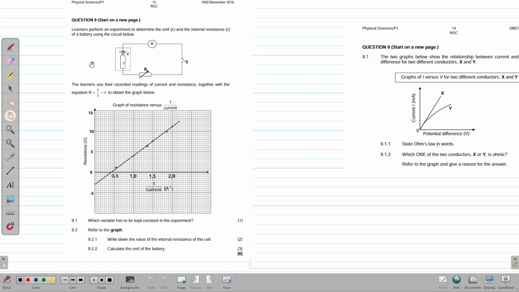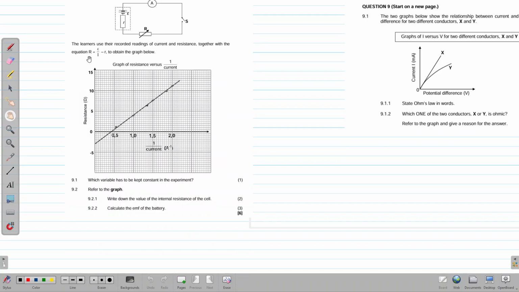So you have learners performing an experiment to determine the EMF and the internal resistance. And then you have this circuit diagram here with the variable resistor R, and then there's a switch S, and then this is the ammeter, and then this is the battery with the EMF and the internal resistance. So learners use their recorded readings of current and resistance together with the equation R is equal to E over I minus r. I'm sure that you can write this in the form of y is equal to mx plus c.